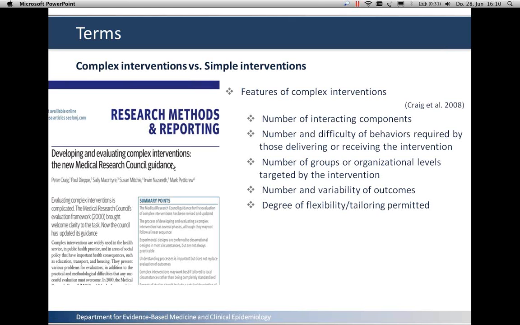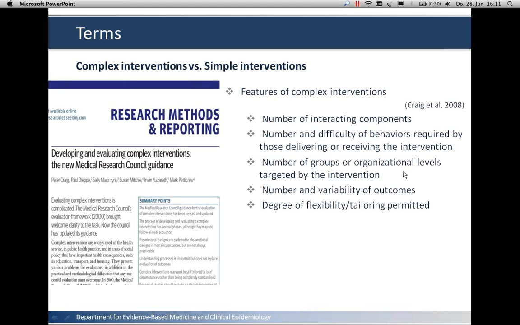Then there is a discussion about complex interventions versus simple interventions. The features of complex interventions, also from the Medical Research Council, are the number of interacting components, and the number and difficulty of behaviors required by those delivering or receiving the intervention. For example, in the setting of schools, where we made this cluster RCT, there are the behaviors of the teachers which are important for this intervention. There are the behaviors of the trainees for these teachers and the behaviors of the children.